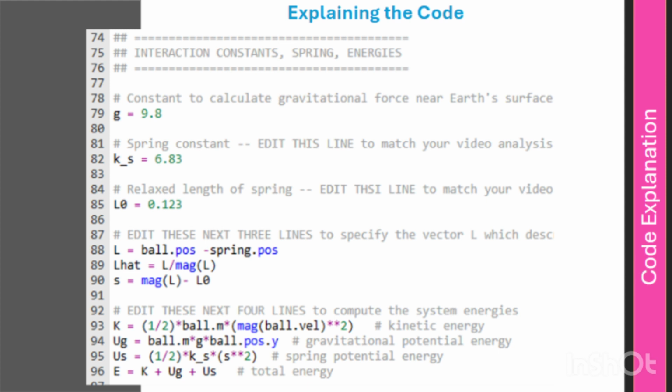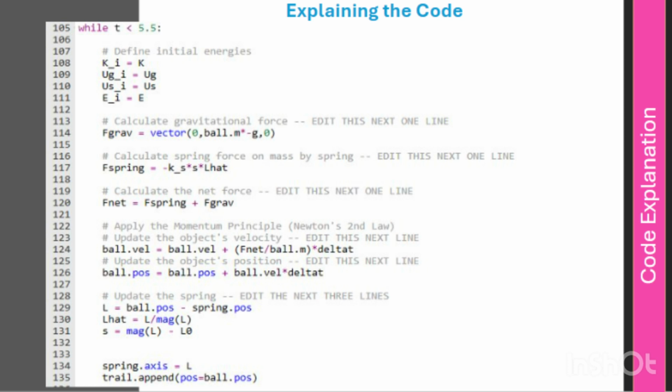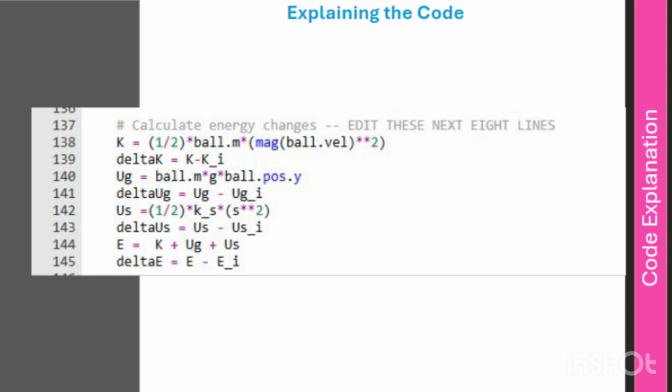For the loop, I define the initial energies of the system as the energy variables I made prior. I define the force of gravity to be m times negative g in vector form, and the spring force is negative k times s times L hat. Next, I use the velocity and position update formulas to update the velocity and position of the system, and lastly, I redefine the key spring variables so that they can be updated using the loop. I also redefine the energies I found before the loop, and using the initial energies I defined in the loop, I calculate the changes in energies by subtracting the initial energies from the final energies.